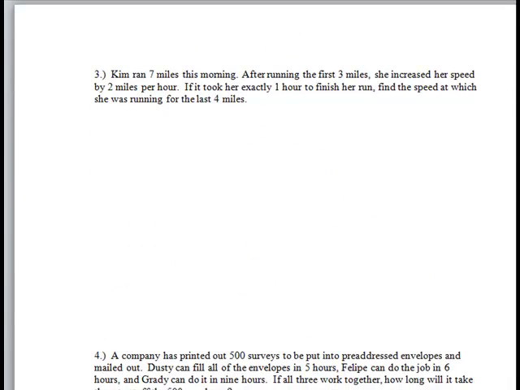Number 3, read the problem, understand what's going on. Distance problem, so distance is equal to rate times time. 2 parts of the trip again. First part, and then the second part. So what we know is, first of all, the first part of the trip, she ran for 3 miles. The second part, ran for 4 miles.